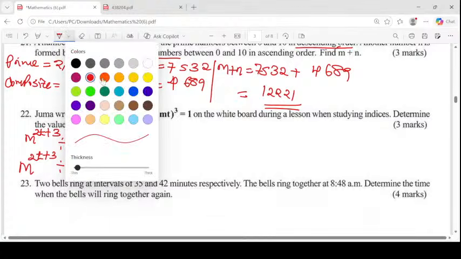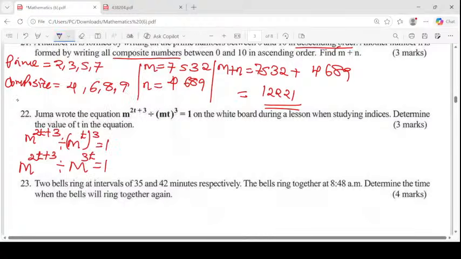We have the law of indices which says a power k divided by a power y is equal to a power k minus y. When we are dividing indices with the same base, we subtract the powers. So this means, in that context, this will now become m to the power of 2t plus 3 minus 3t being equivalent to 1. But now, what do we do with this 1?